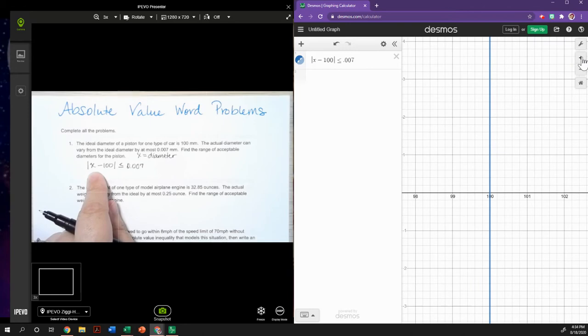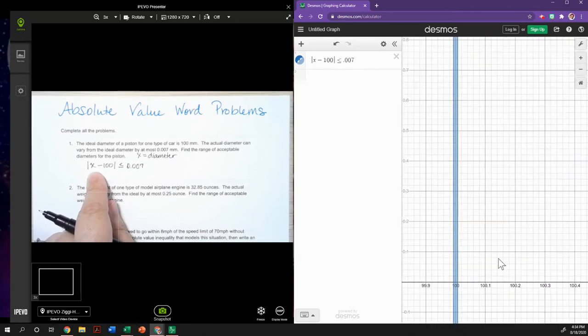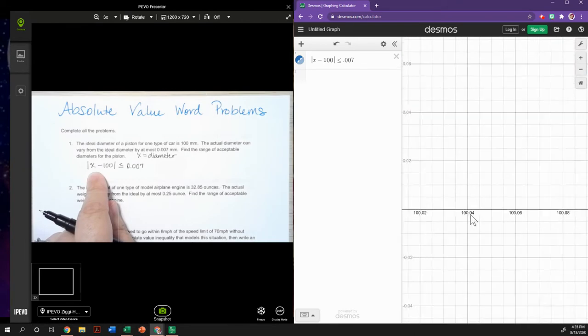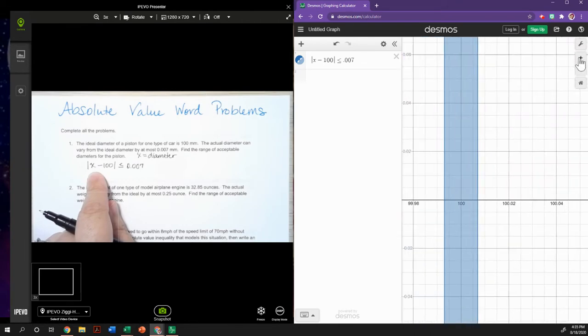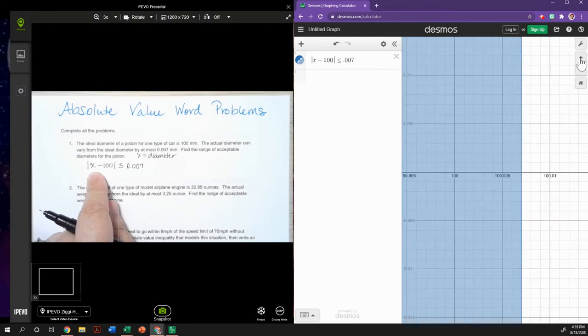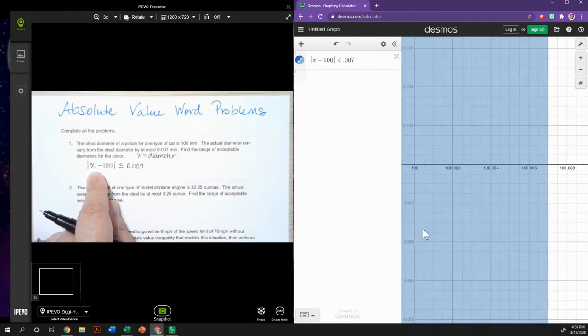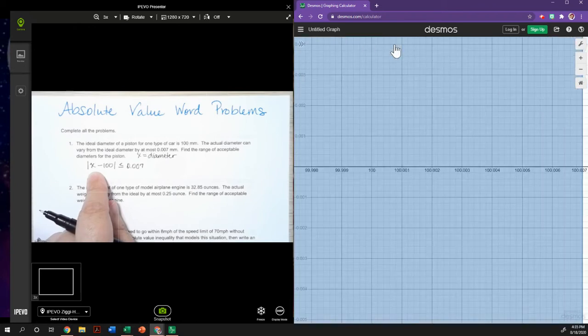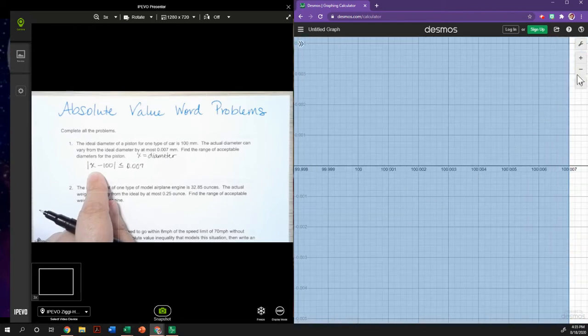Okay, and it's going to take a lot of zooming. And this is one of those things if you want to use that calculator. Here's where it's going to get a little bit not fun. All right, so it's going to be a little bit difficult to get the whole picture here on my screen.